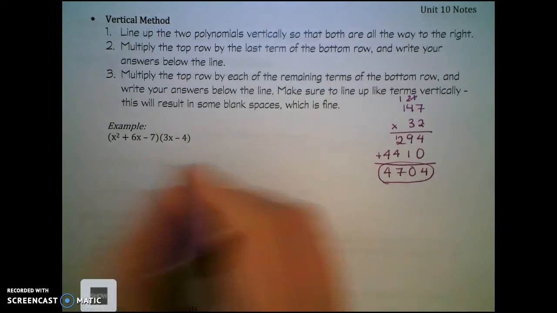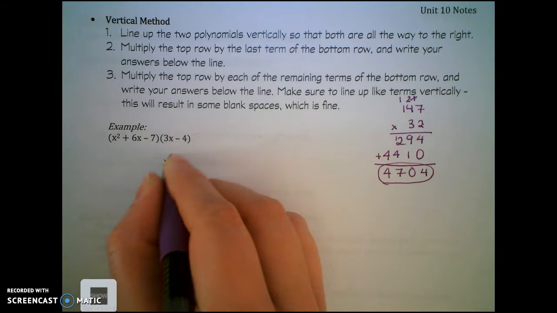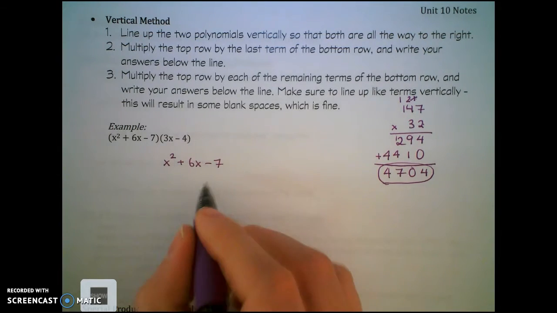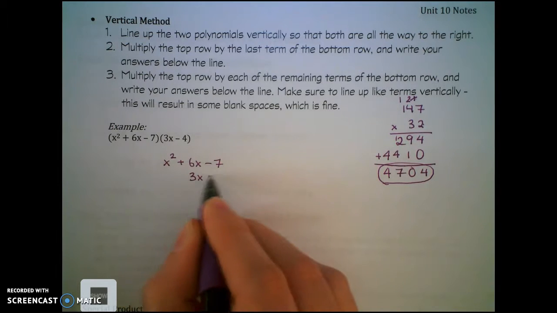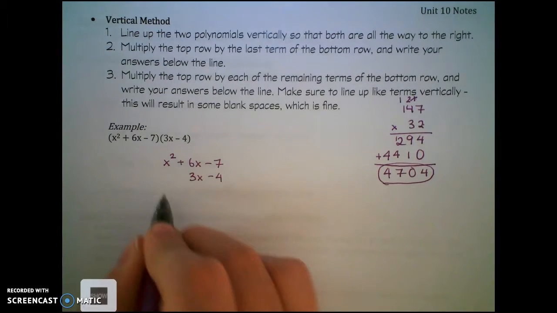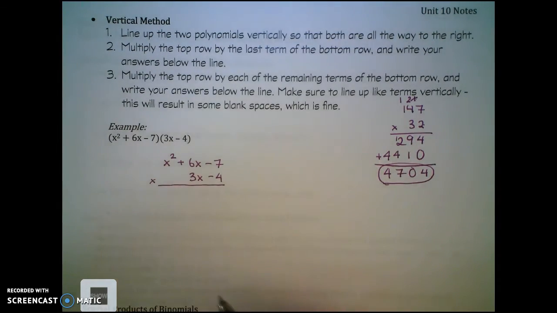So the first thing I'm going to do is rewrite this in vertical form. I'll have x squared plus 6x minus 7, and then underneath I have 3x minus 4. Generally you want to put your smaller term on the bottom. And then I draw my line. I have my multiplication symbol out here.